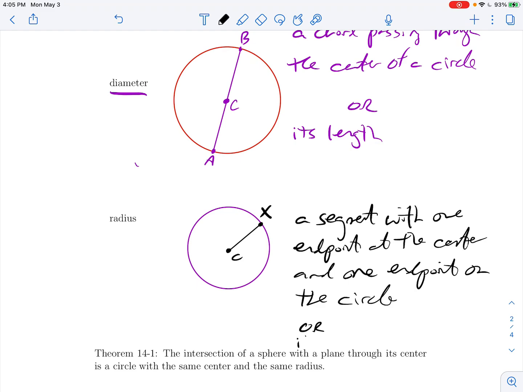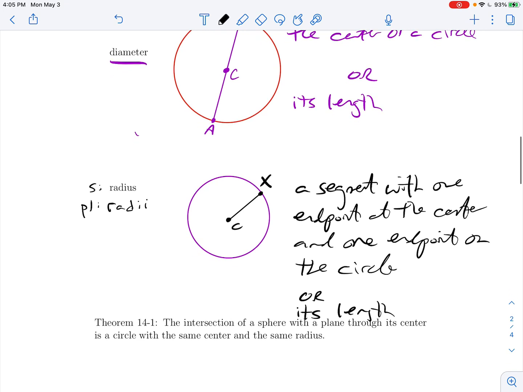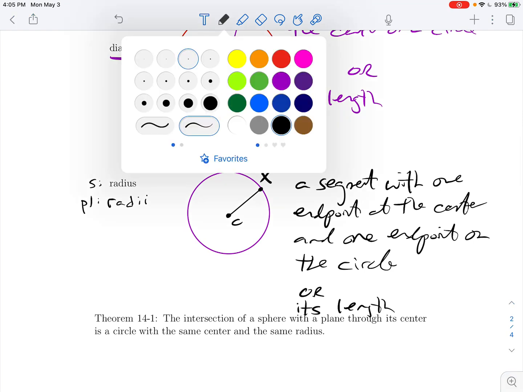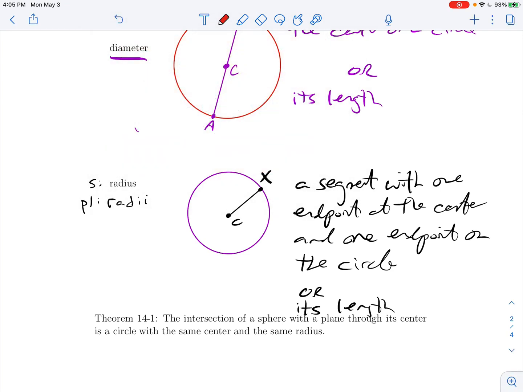Or, again, maybe I will use the word radius to refer to the length of that segment. Radius is one of these words that we took directly from Latin, so we usually use the Latin plural form, which is not radiuses, but radii. If you say radiuses, it's no big deal, but I will say radii. And I'm just going to give you a really useful fact.